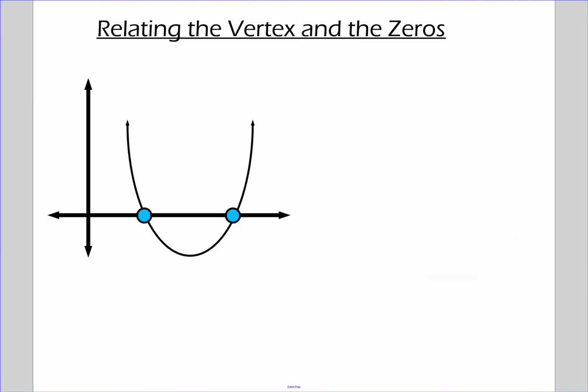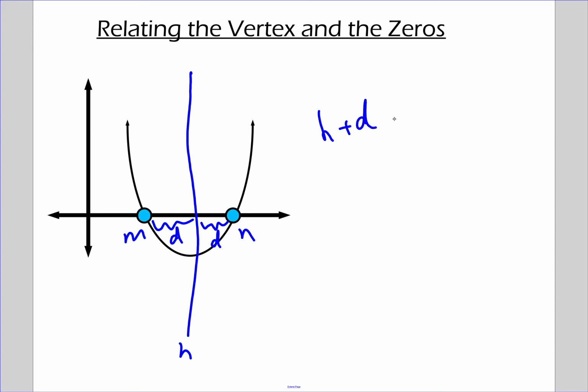So that leads us to another result here. How do we relate the vertex to the zeros? We've known everything else from this form. Well, if we have our two zeros, m and n, again, we know that there's this line of symmetry through the vertex at h. There's also this distance d that they are away. So if I start at h and I add d, I get to n. And if I start at h and I subtract d, I get to m.